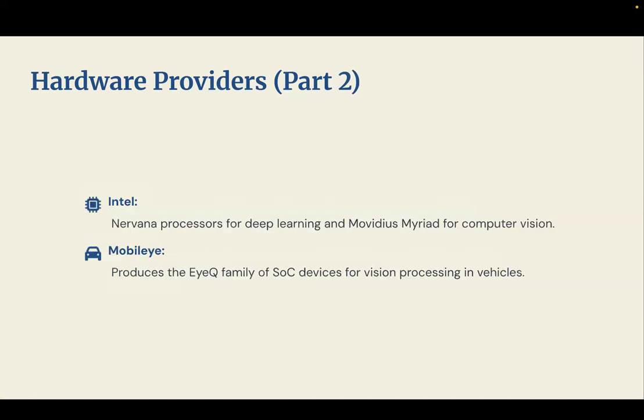The next one, Intel. Intel is the company that also makes processors. Obviously, all our Windows systems run on Intel processors, like we already know. So Intel has a processor called Nirvana. These processors are used for deep learning and computer vision. Okay, so Movidius Myriad is a product which is being used to achieve this computer vision. So Movidius Myriad is using Nirvana processors.